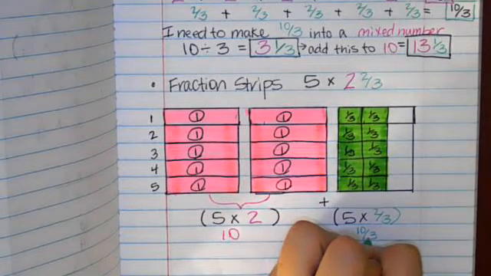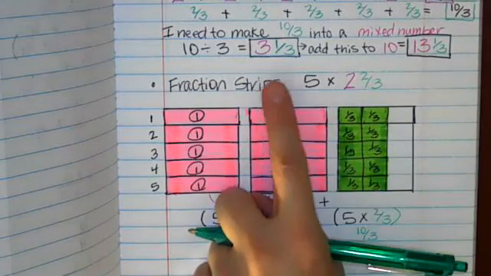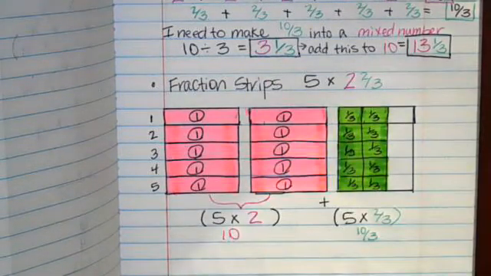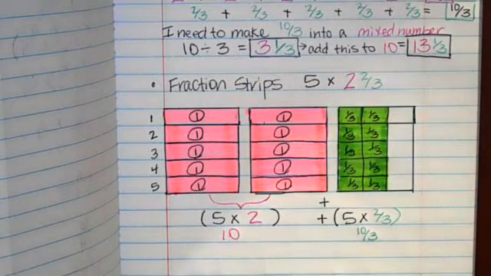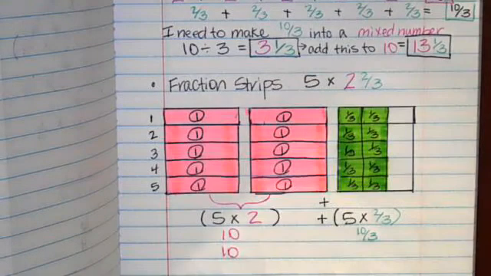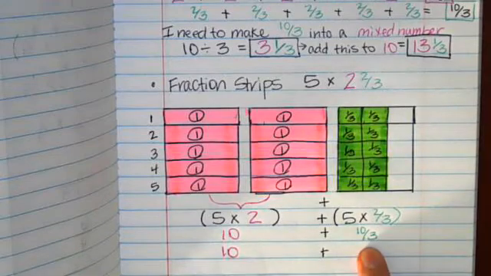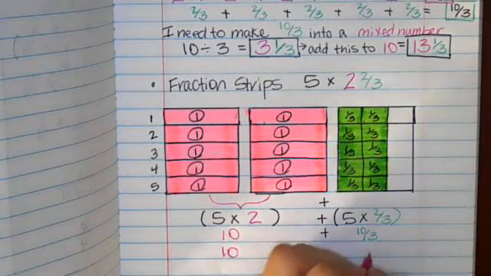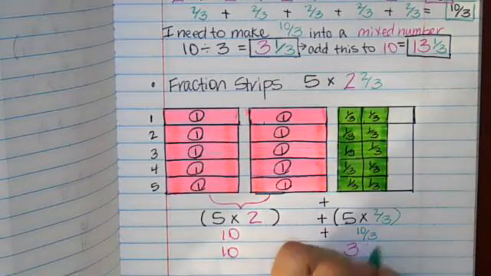But again, just like we did up top, we cannot leave this 10/3 as an improper fraction. We are going to have to convert this into a mixed number. And because we have done that hard work before, I'm just going to bring our information right on down here for the sake of time. I know that 10/3 is the mixed number 3 wholes and 1/3.